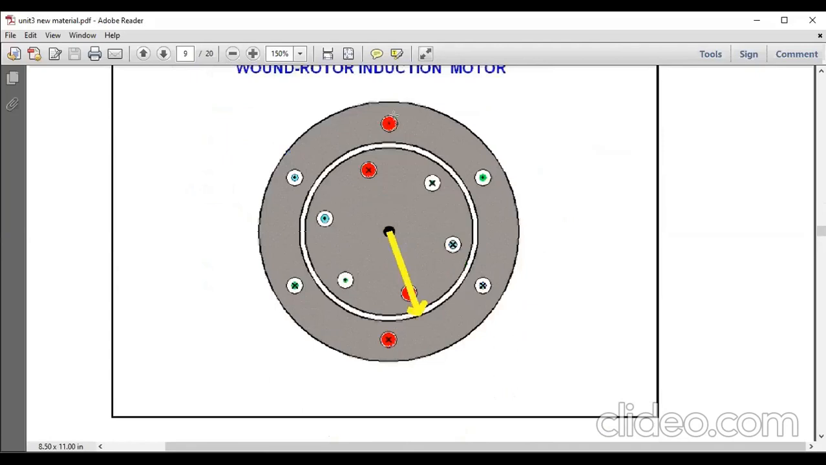You can see the diagrams here, with circles with a cross indication and a dot indication. The dot indicates that current is leaving, sorry, current is entering, and the cross represents it is leaving. So the north pole gives the dot points and the south pole gives the cross points.